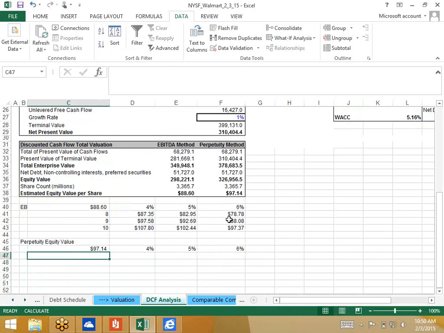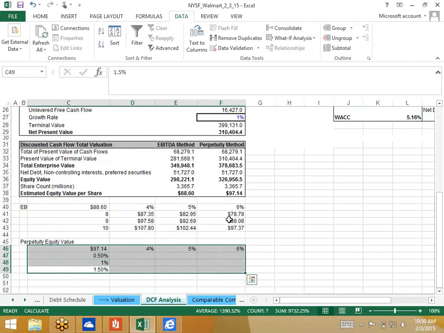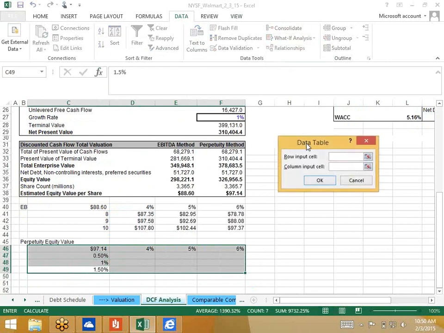And then, what's the second variable? So yeah, growth. We have 1% as the growth rate. These days, it could be as low as 0.5%. It could be 1%. It could be 1.5%. Let's use those variables. And then again, we'll go to data, what-if analysis, data table.